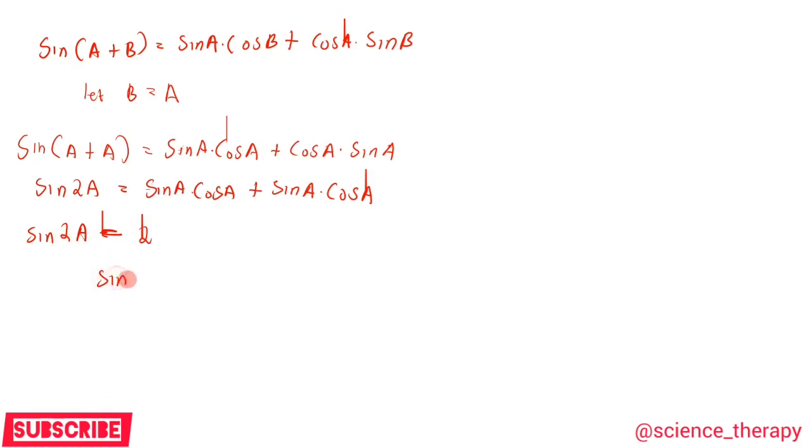So we have sine 2A is equal to 2 sine A cos A, right? So this is how we have it.